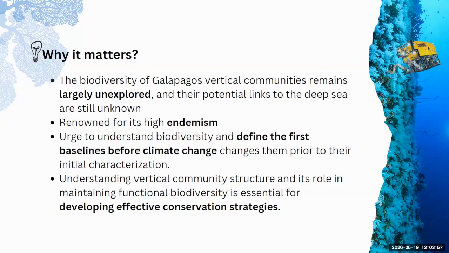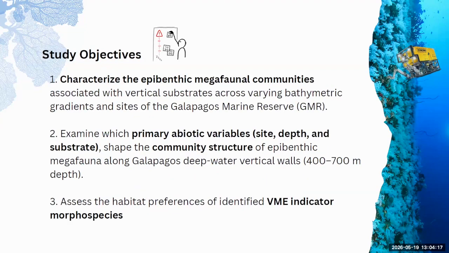Okay. And the other thing is that it is also important to understand these deep sea ecosystems in order to develop effective conservation strategies. And you will see during my presentation why I talked about these conservation strategies. So in this study, we have three main objectives. Of course, the first one is to record what is there in terms of benthic megafaunal communities. And then we wanted to see the effect of primary abiotic factors, mainly the site, depth, and the substrate, and how these factors shape the community structure.